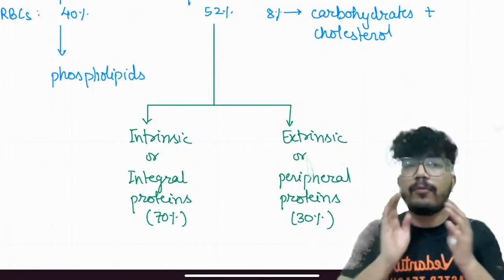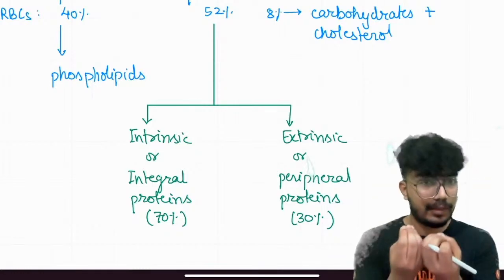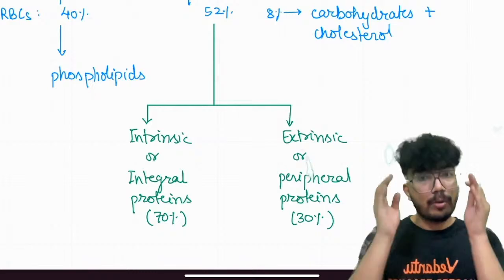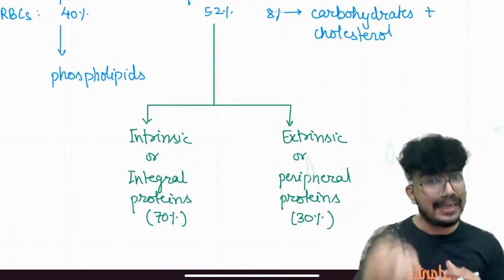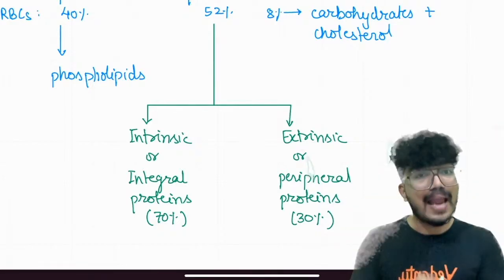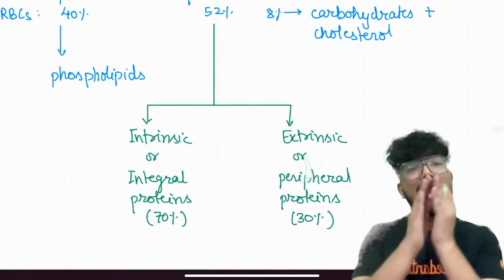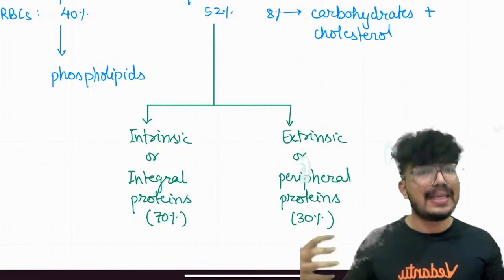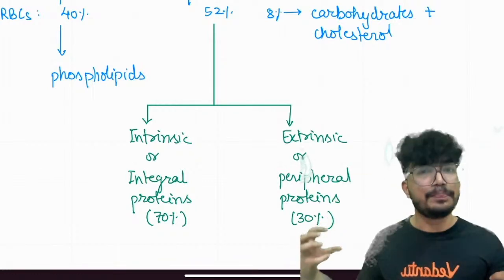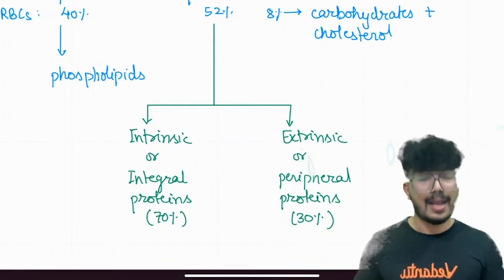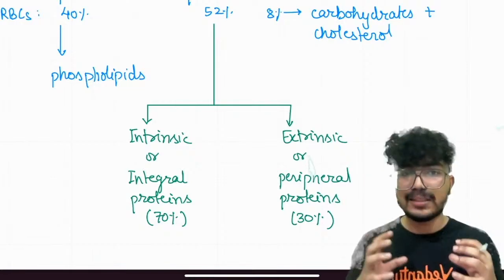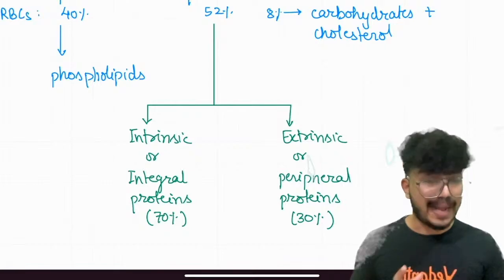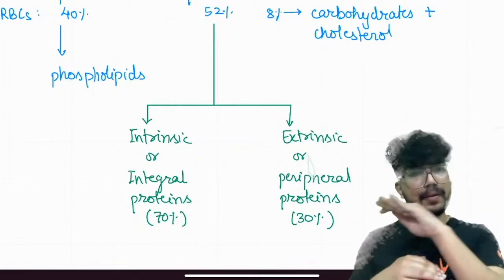So if I want to study a particular type of intrinsic protein, I will have to remove it from the cell, right? So how can I do it? If we want to extract the intrinsic or integral protein, we will have to rupture the cell membrane. You will have to completely disintegrate the cell membrane, and then only you can extract the integral protein. The intrinsic proteins are embedded in the phospholipid bilayer of the plasma membrane, and the extrinsic proteins are present superficially.